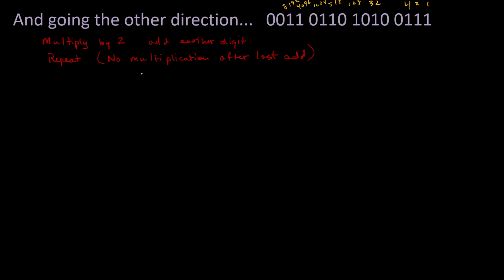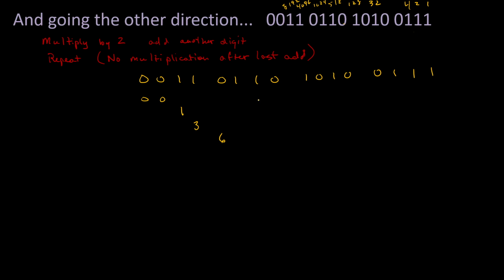The other way to do it is to look at the number and say I've got 0, 0, 1, 1, 0, 1, 0, 1, 1. So if I've got more than one digit, I add the digit and multiply by 2. So I start with 0. 0 plus 0 is 0, so I get a 0. Add the next digit, I get a 0. Multiply by 2, add the next digit, I get a 1. Multiply by 2, add the next digit, I get a 3. Multiply by 2, that would be 6, add the next digit, I get a 6.